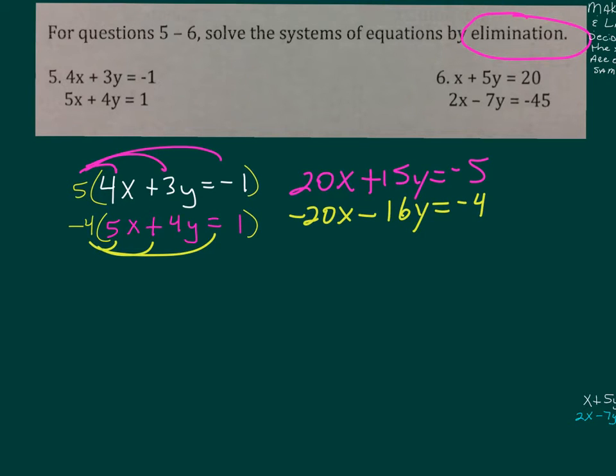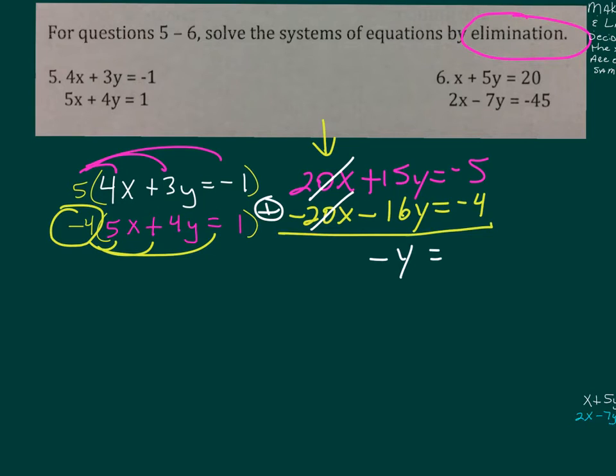Now notice that's the reason why I made this a negative 4, because now if you notice the 20s are both opposite and they're the same number. So now my choice is to add because they're the same number but different signs. So when I add straight down, the x's cancel out. 15 plus a negative 16y is a negative y. And negative 5 plus negative 4 is negative 9. Now remember, there's an understood 1 right here. So I'm going to divide by negative 1. And y is going to be positive 9.